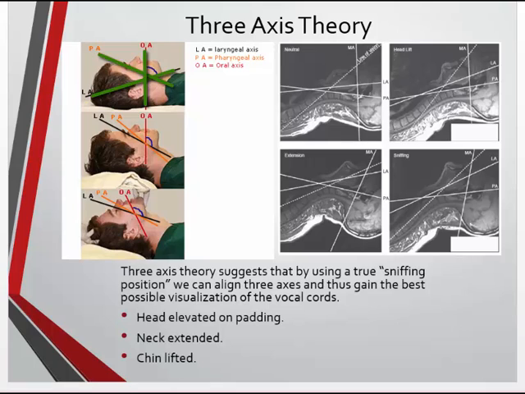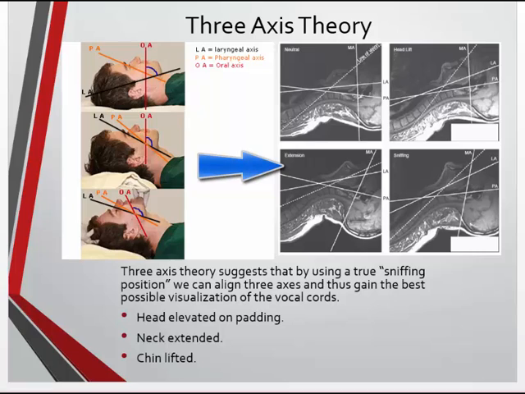So when the patient is sitting in neutral position, you can see all 3 of these axes are very different from each other. But as we elevate the head and then tip the head back, we're getting the closest alignment of these 3 axes. So how do we do this? Head elevated on padding, neck extended, chin lifted.